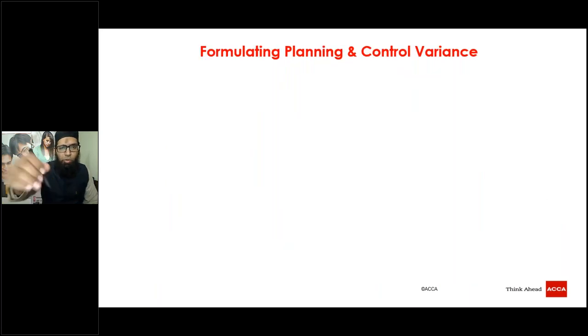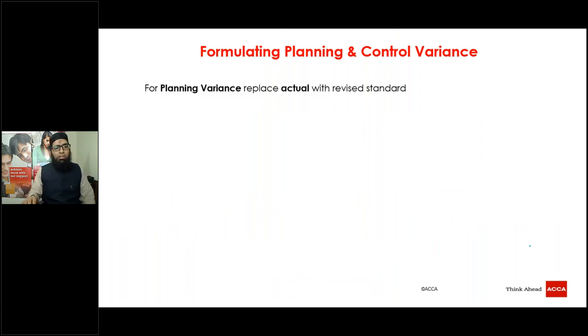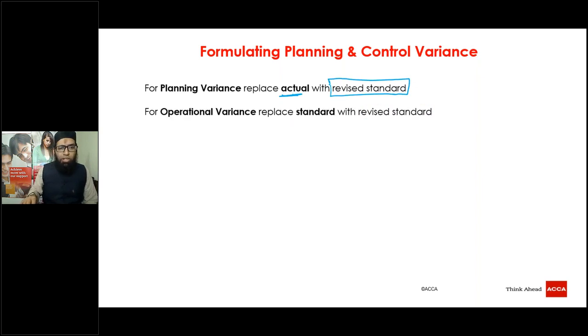So now, how to formulate the planning and control variance. For planning variance, you have to replace actual with revised standard. And for operational, you will replace standard with revised standard.